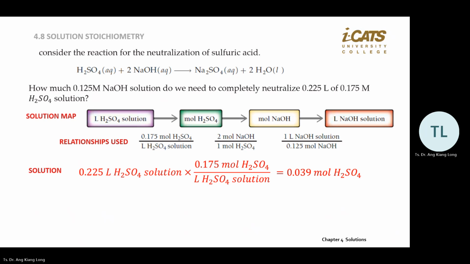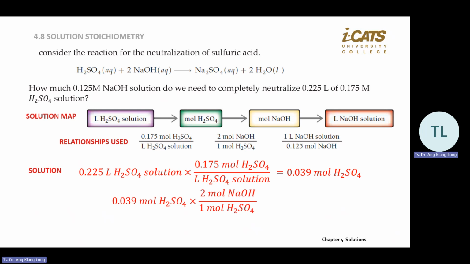Then you calculate how many liters of reactant A you convert into how many moles per liter. You are given 0.225 liter of H2SO4. Multiply by the molarity, which is 0.175 mole per liter. You will get 0.225 liter of H2SO4 is equal to 0.039 mole. Convert liter, capital V, into mole.